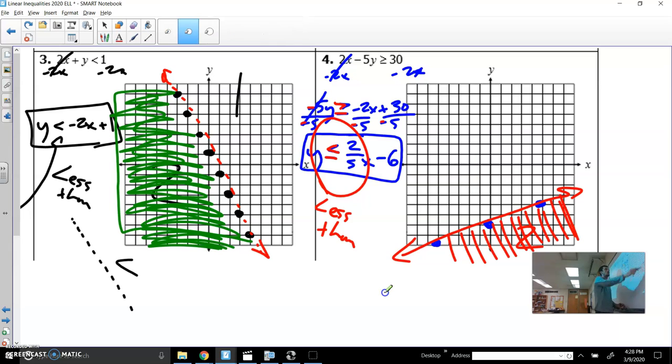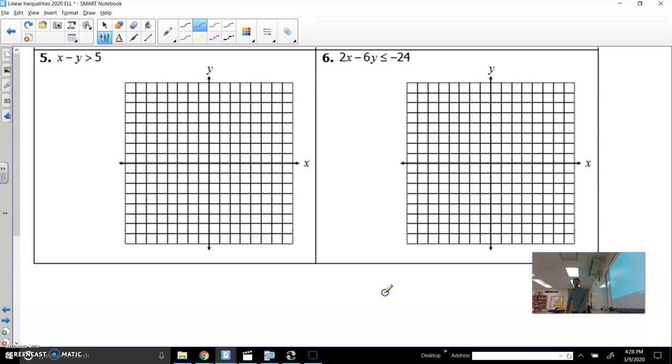Shade below the line. All the points below that line are in the solution. Okay. Gonna do two more that are similar to that. Gonna speed up a little bit for the time that I have in the video.